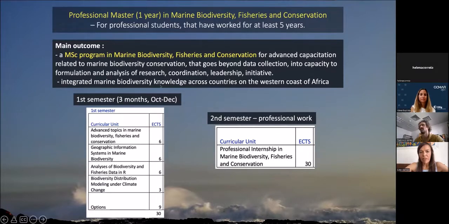The idea here is that the program is not just for organization of data, but it's especially organized for the formulation and analysis of the research questions, the objectives, the leadership, the initiative to be in the hands of the people who are collecting the data, not just to collect the data and then have nothing to do with it. The definition of the objectives of the data, and the programs should come from the professionals from these institutions in Africa.